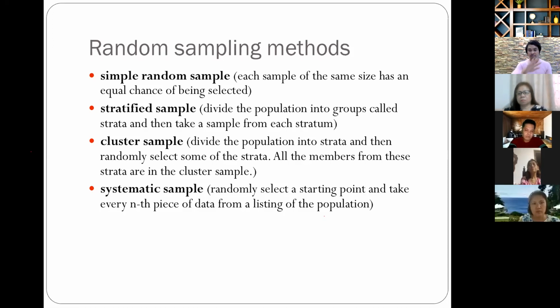Ibig sabihin, from the 400 list of respondents, bibilang ka 1, 2, bilugan mo, yun ang first respondent mo. 3, 4, yun ang second respondent mo. 5, 6, yun ang, parang ganon. Meron kang sistema, kaya systematic random sampling ang pwede mong gamitin. So, any one of those sampling designs can be utilized if you would like to use probability random sampling or probability sampling design.